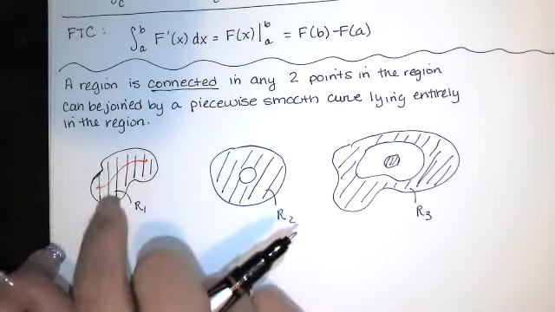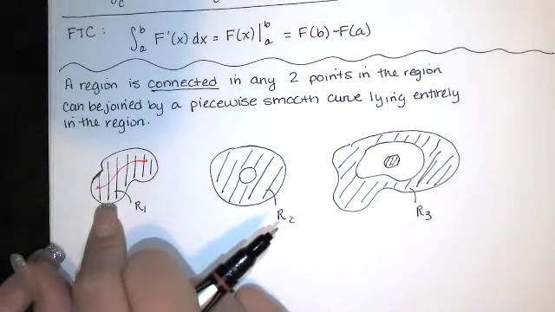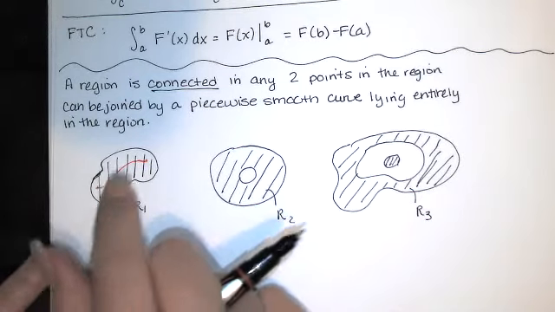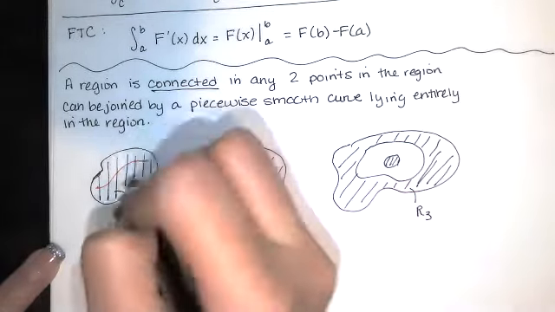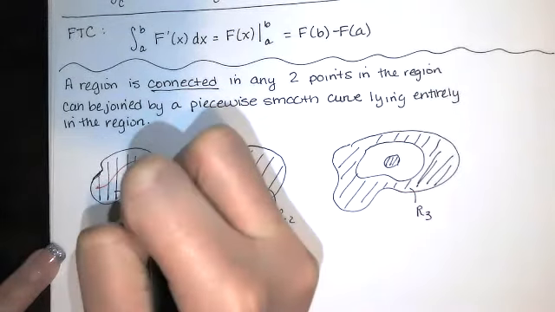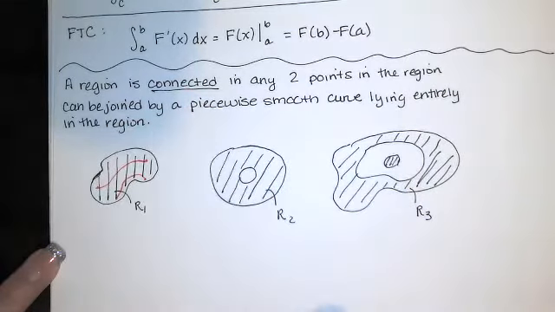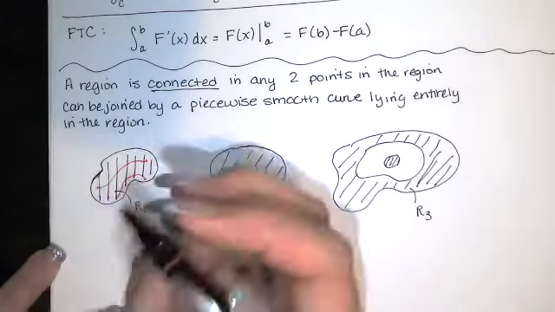If I plot a point here and I plot a point here, will I be able to draw a piecewise smooth curve between them? I sure will. I could just draw straight lines, couldn't I? I'd be able to make that work. What about this one and this one? Well, that's okay. I can just make it curve a little bit. It still lies in the region, right? So this one is connected.